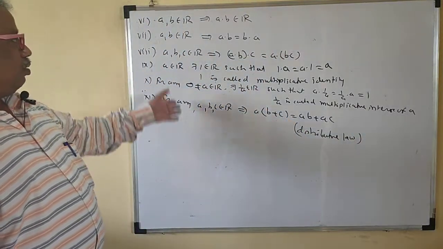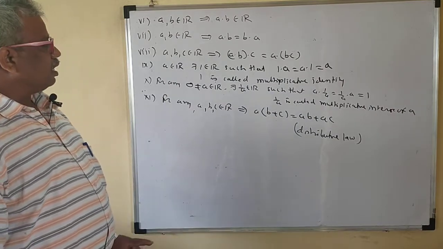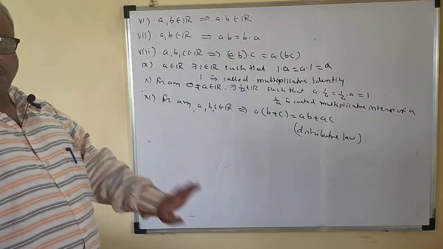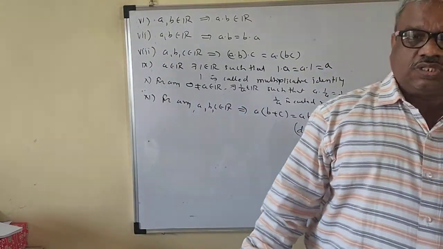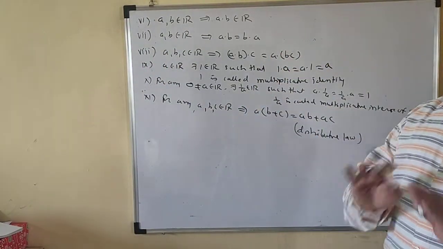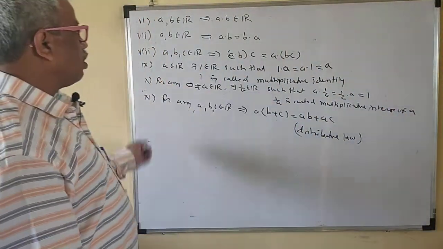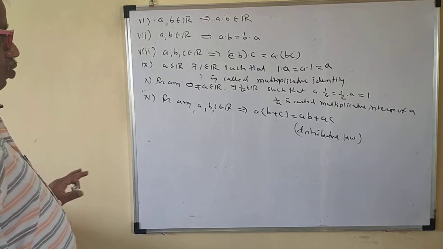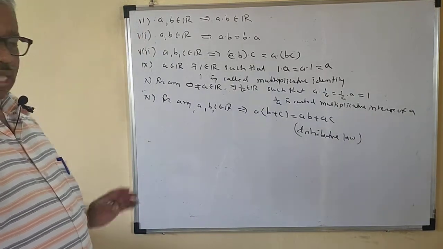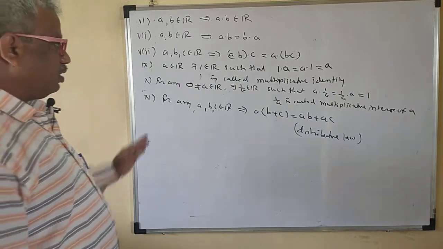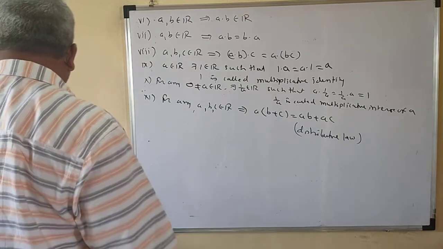Okay, so if you take any three real numbers a, b, c, these 11 axioms hold. This is called field axioms. So these are the 11 axioms, which naturally hold for the set of real numbers. If the question is asked like this, write the field axioms, then write all these 11 points. These are the 11 axioms which hold in the real numbers.